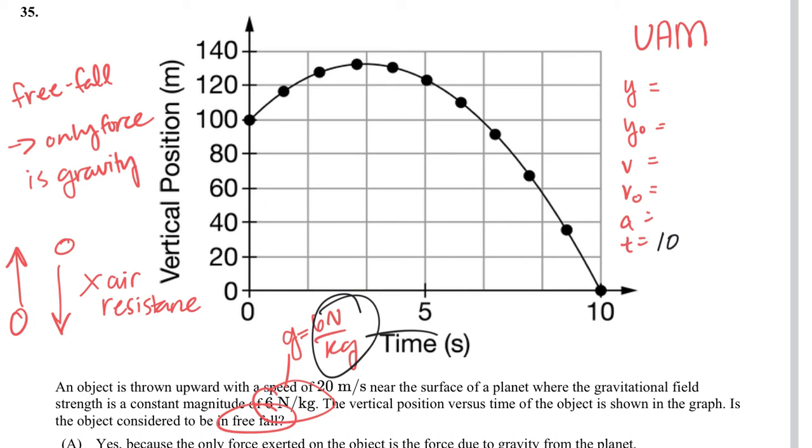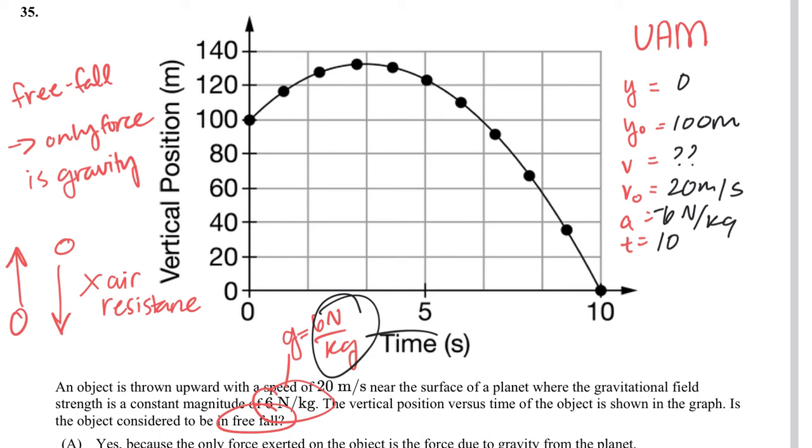Acceleration, remember, acceleration is going to be the same thing as g, except it has a positive or negative associated with it. So it'd be 6 newtons per kilogram. Initial velocity is 20 meters per second. We don't know final velocity. Initial height is going to be 0. And then final height is going to be 1. Oh, my bad. Initial height is 100 according to the graph, and then final height is going to be 0. So from here, 6 is going to be negative because acceleration is going down, opposite the direction of motion.